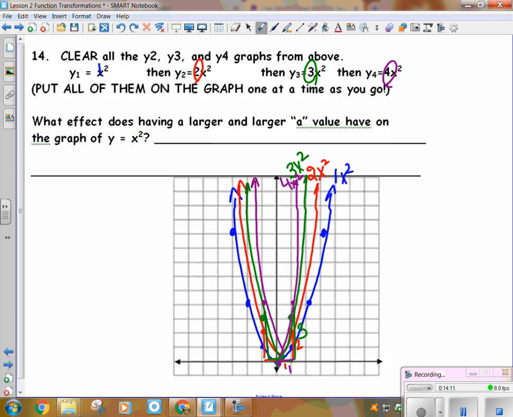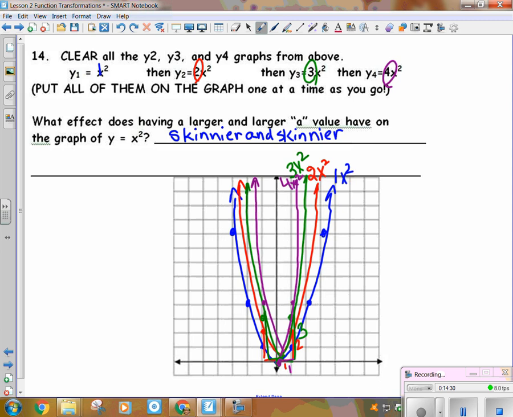So what happens? I know those are not perfect graphs, but they're sketches. So what effect does having a larger and larger a value have on the graph of x squared? Well, it ends up getting what? Skinnier and skinnier.